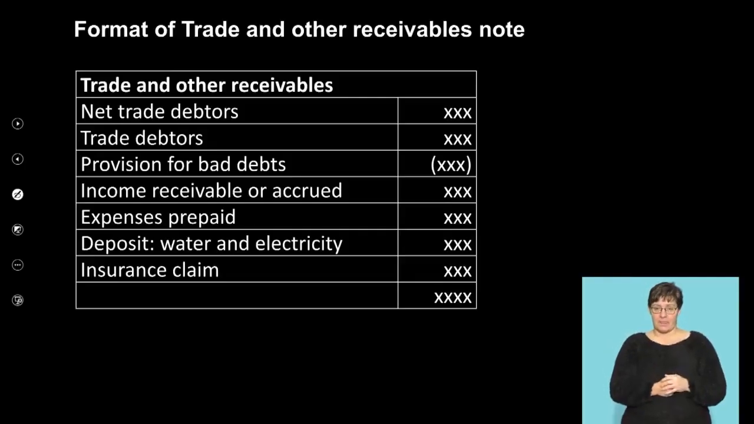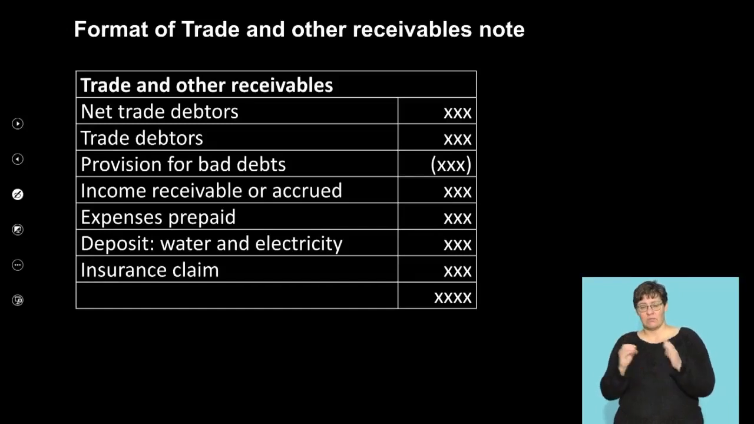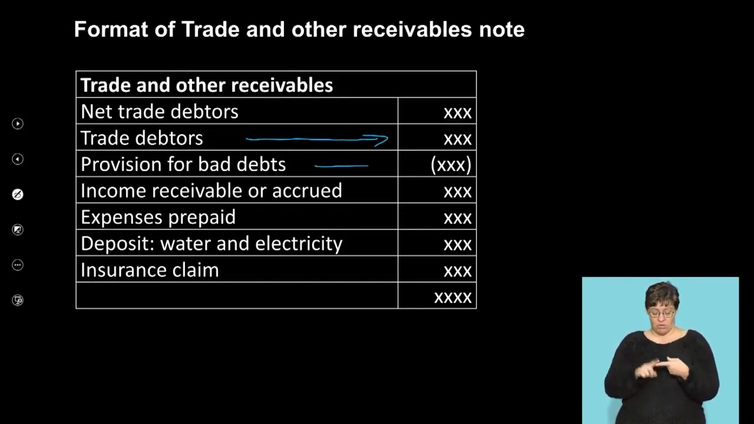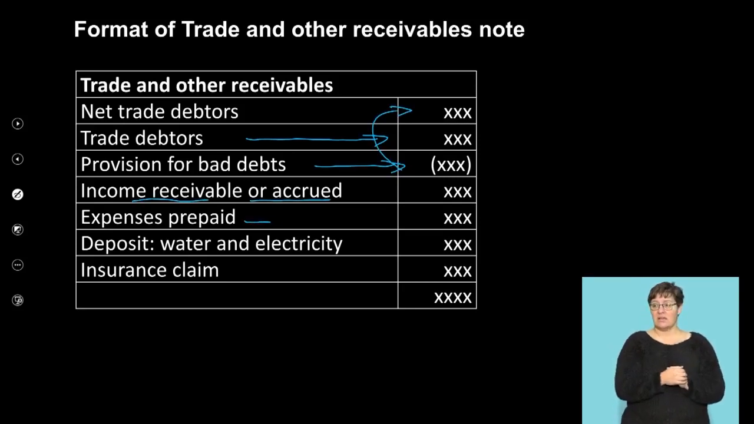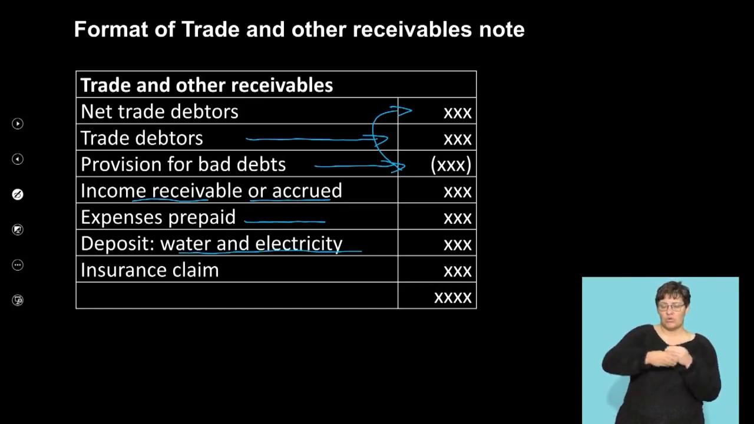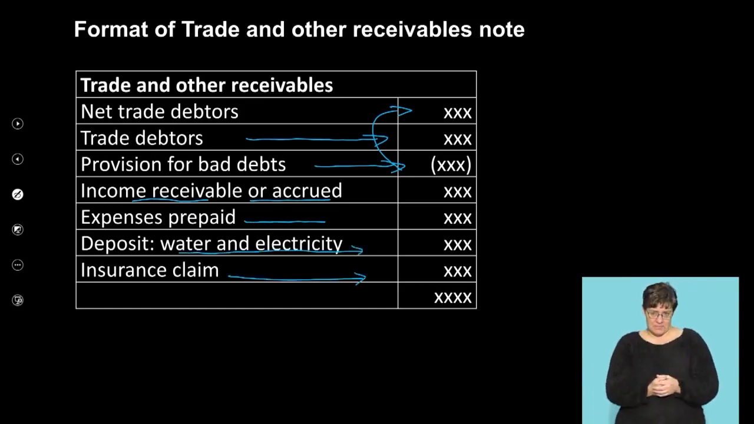When you come to your trade and other receivables note, you start off with your trade debtors, which is your debtors control, less your provision for bad debts, which will give you net trade debtors. Then you bring in your income receivable or accrued income, your prepaid expenses, deposit on water and electricity, and your insurance claim. Let me just explain.